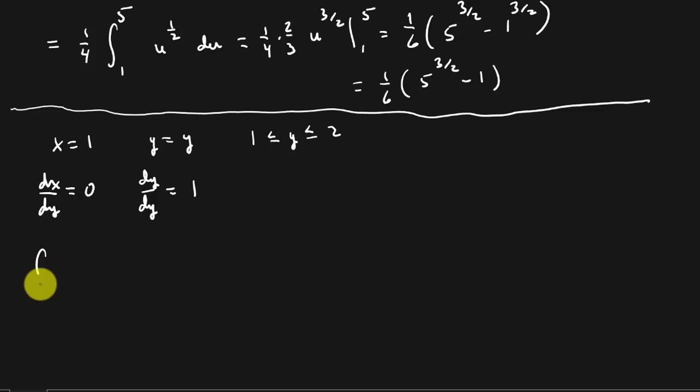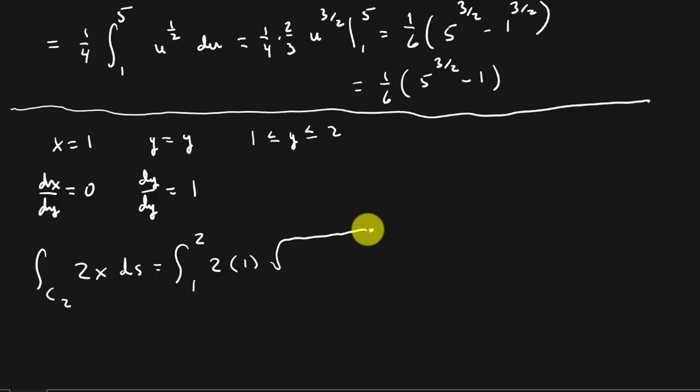All right, so now I get the integral over C2 of 2x ds is equal to the integral from 1 to 2 of, let's see, that's going to be 2x. Let's just write it out: 2 times 1, I'm taking the 1 and plugging it in for x, times the square root of (dx/dy) squared, so that's 0 squared, plus (dy/dy) squared, so plus 1 squared. Once again, that's where that came from.